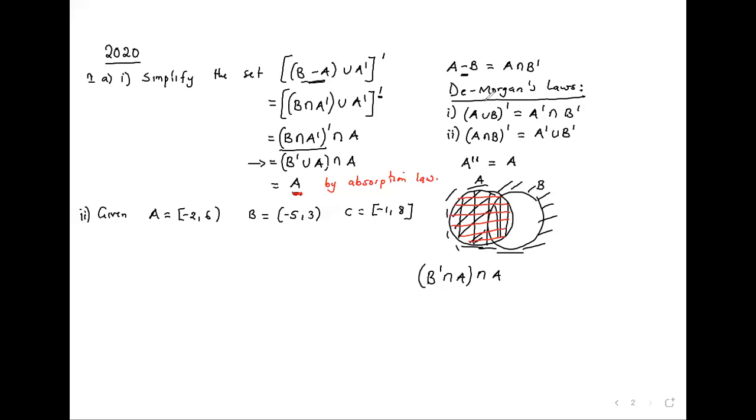Okay, I just make a statement about this one. If you have B complement intersection A, it is no longer A. The answer here becomes B complement intersection A. Why? Because if this is A and this is B, B complement intersection A is this part. This part intersection A is this part.